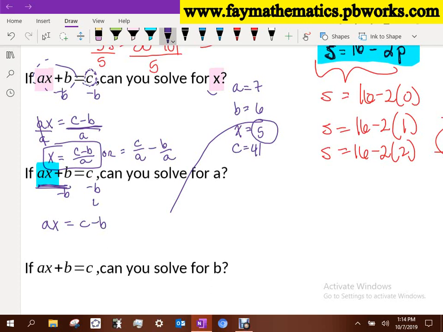Now I'm solving for A. So what do I need to divide both sides by? Divide both sides by X. Cancels out. Divide by X. So this is going to generate A equals C minus B over X.